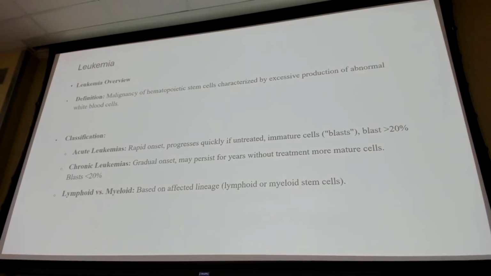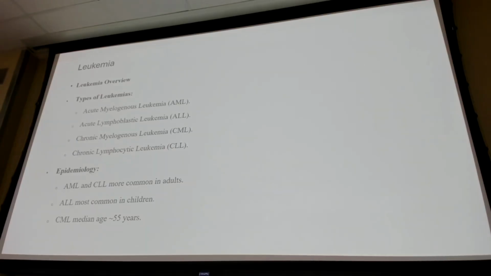Chronic, think gradual onset. Some of these CLL patients can persist for years, right? So gradual onset. We're thinking about more mature cells, so something other than a blast. When we talk about the chronic, again, insidious, gradual onset, and you're thinking about more mature cell forms. And then lymphoid versus myeloid, all right? Whichever cell line we're talking about.